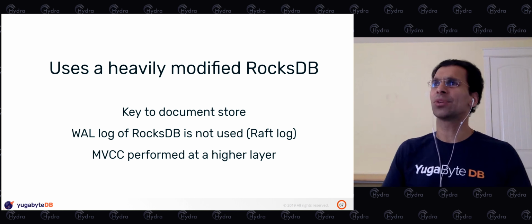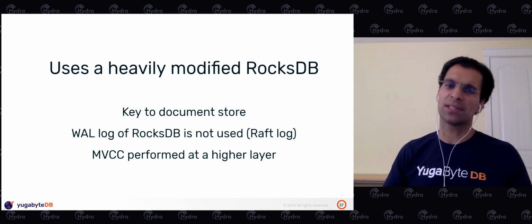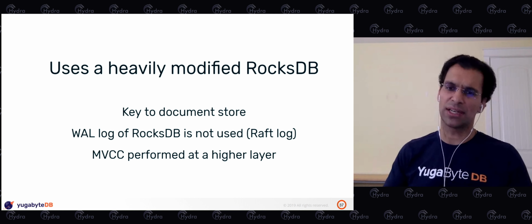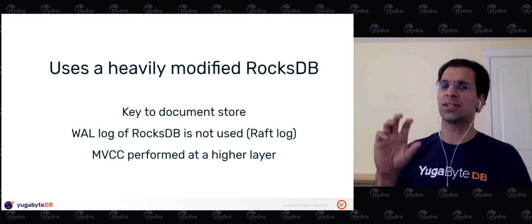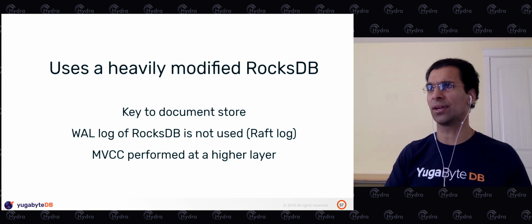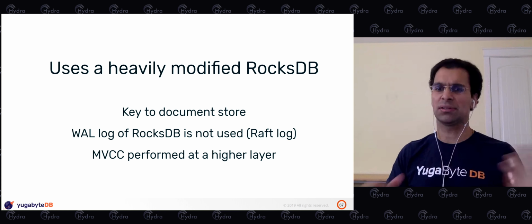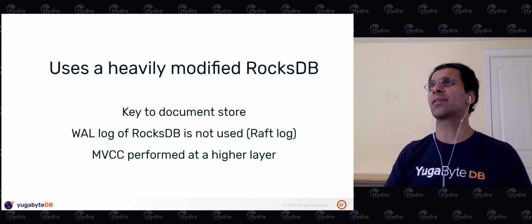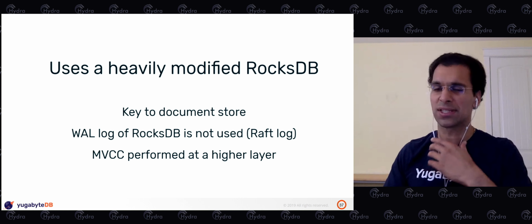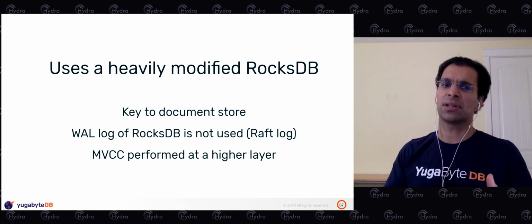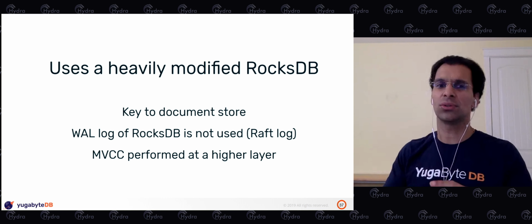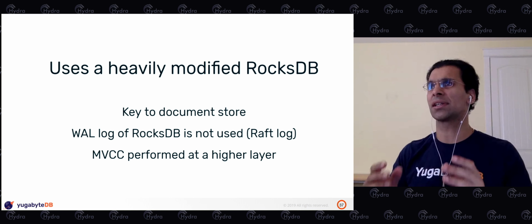The second change was that RocksDB is a database in its own right, even though it's a single node database. It has its own write-ahead log and its own multi-version concurrency control, right? But if you're using a Raft log on top, which is the Raft protocol on top to replicate data, Raft effectively becomes the write-ahead log for this distributed database. So that means that it's not a good idea to use RocksDB's write-ahead log because that causes double journaling.